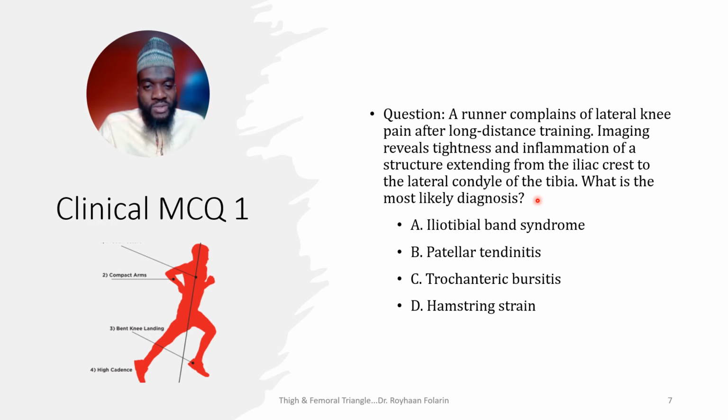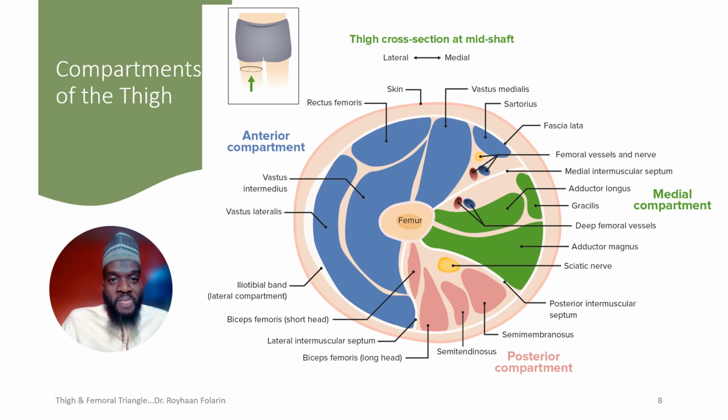This should be an easy one for you. Here is the runner. So do you think it's the hamstring strain, the trochanteric bursitis, patellar tendinitis, or the iliotibial band syndrome? Let me know what your answer is. We'll meet where we do meet. So now let's examine the three compartments of the thigh.